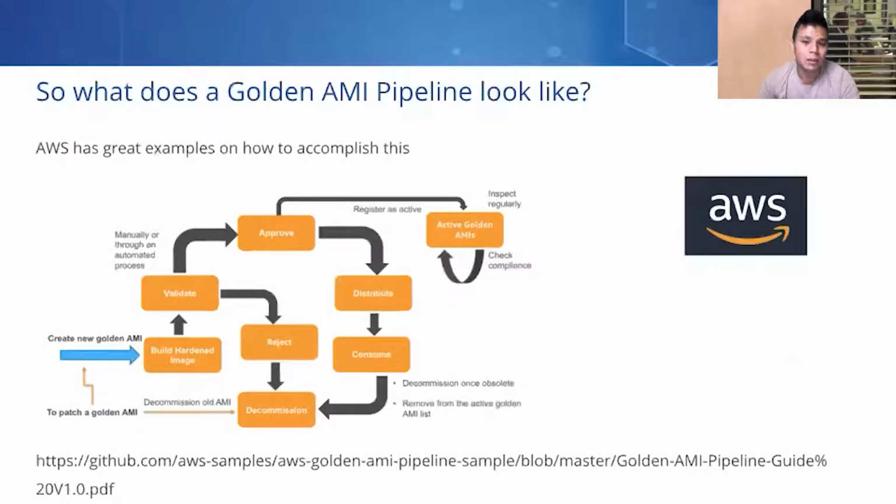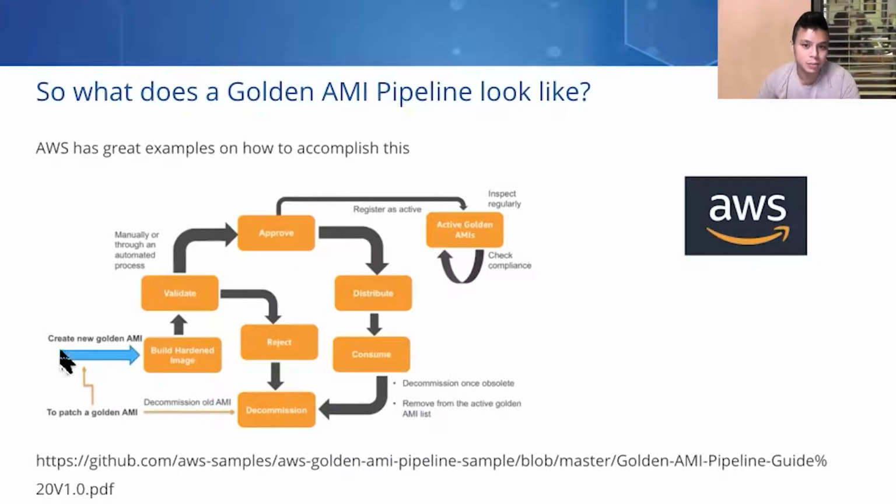So what does a golden AMI pipeline look like? Well, AWS has many resources and case studies that demonstrate a working pipeline that integrates with AWS Inspector, as well as third-party inspection tools such as Qualys and Tenable. The general idea and the flow is the same between all these pipelines, however. We can expect the creation of a golden AMI through a general process as shown.